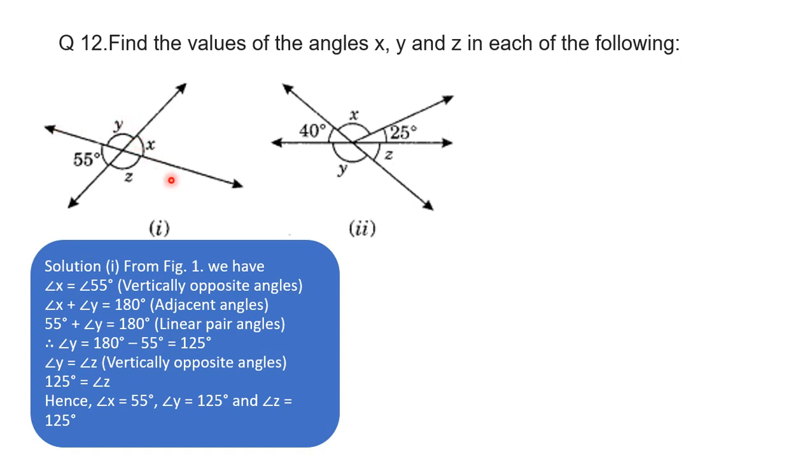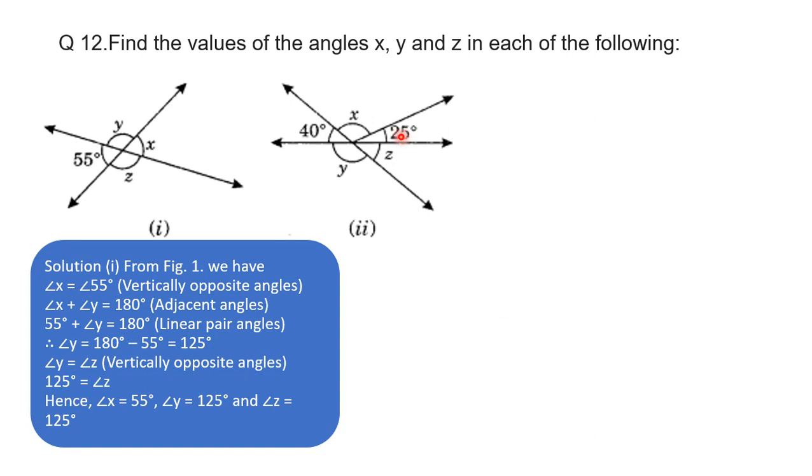Now again these two lines are intersecting. So y and z, these two angles are vertically opposite angles and we know that vertically opposite angles are equal. So we can write z is also equal to 125 degree. So we got the values: x is 55 degree, y is 125 degree, z is 125 degree. Now let's talk about the second figure.